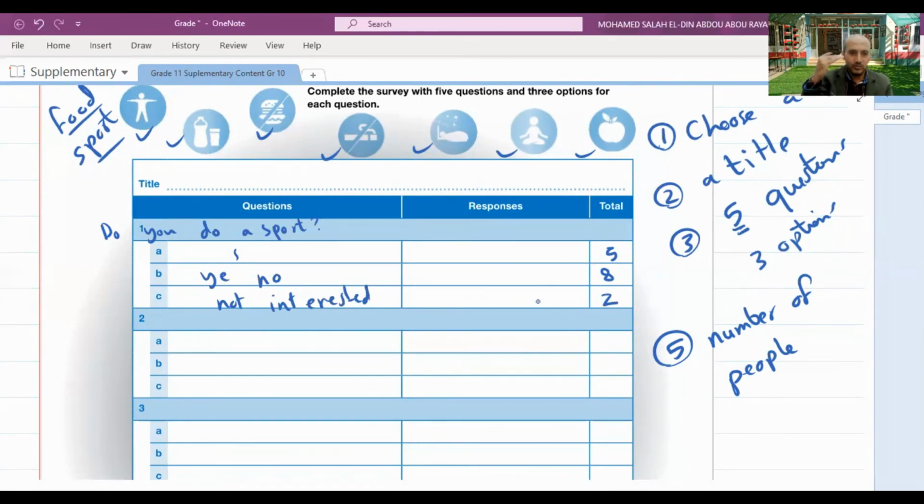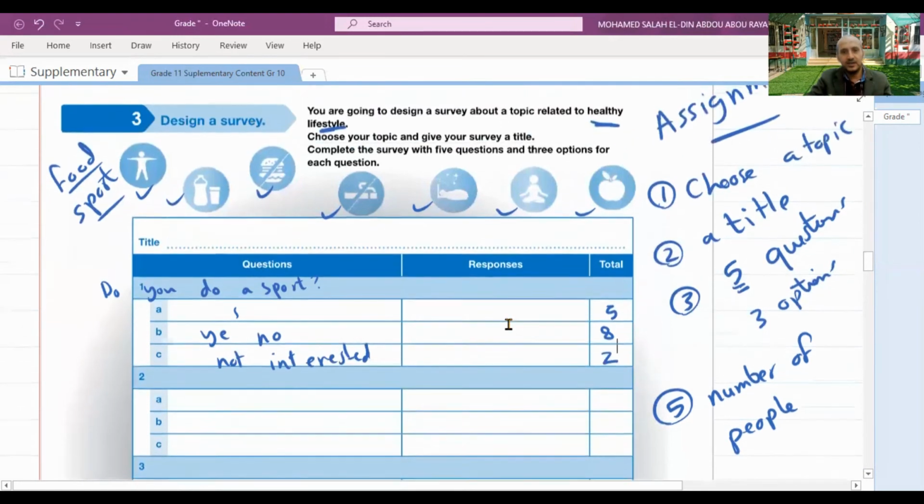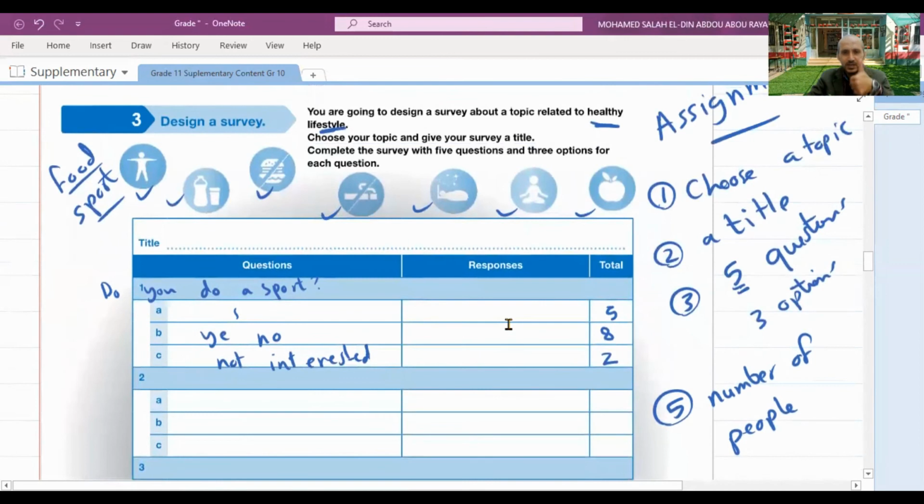Okay, so you make the questions, you make the answers, and then from the answers you will write your report. So this is number 1, to design your survey. Choose a topic, give your survey a title, make your questions, 5 questions with 3 options for the answer, like we did here, the yes no questions.